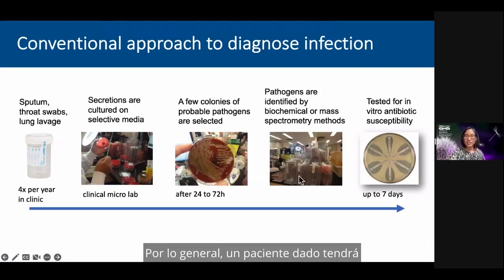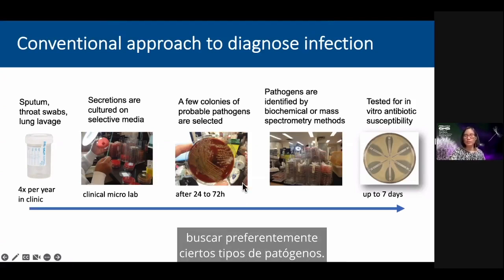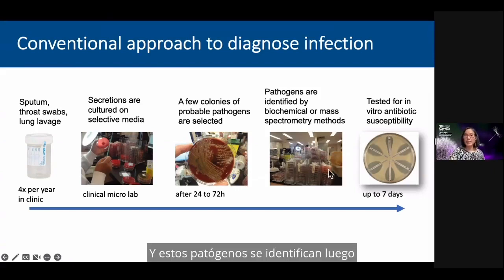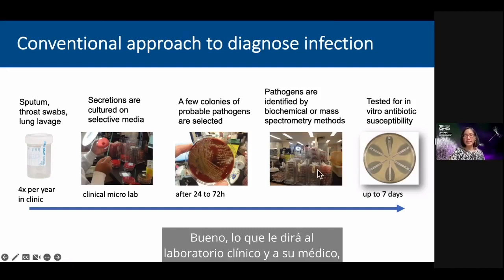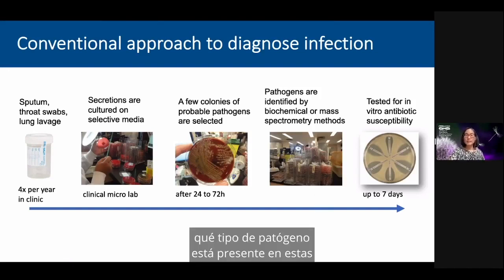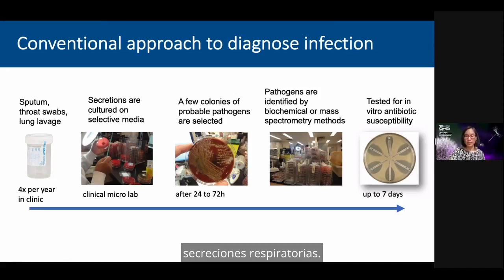Typically, a given patient will have stacks and stacks of these media, because every single media will allow to preferentially look for certain types of pathogens. And these pathogens are then identified by either standard biochemical methods or more recently by mass spectrometry methods, which will tell the clinical lab and your clinician what type of pathogen are present in the respiratory secretions.